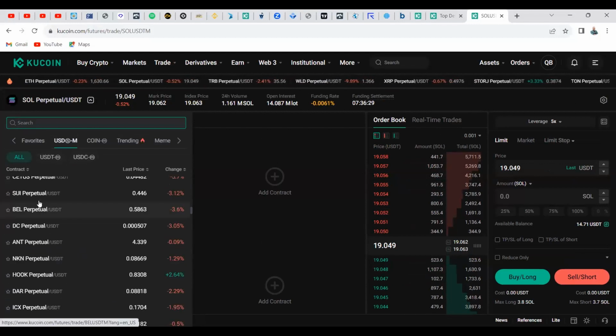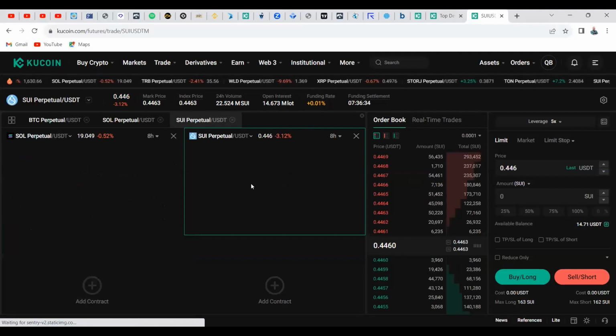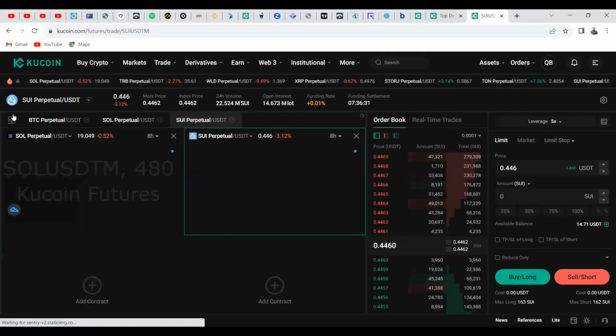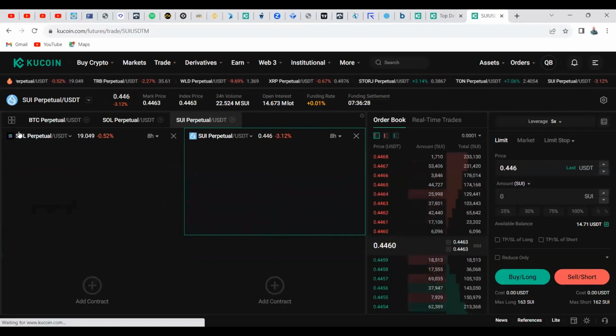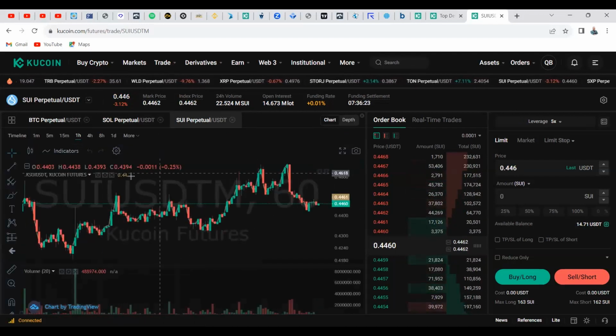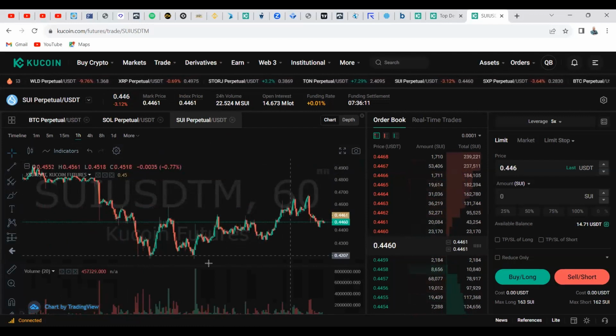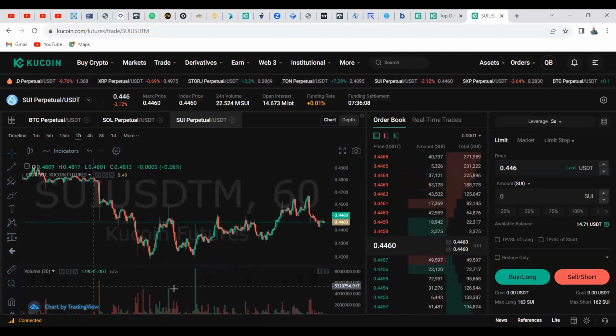Let's say we wanted to look at SUI. We'll simply click on SUI over there, and now SUI is added to my data window. If I then click on these 4 boxes, and click on where it says ×1 again, you can see that it shows my SUI. This is SUI USDT, and this is the chart of SUI USDT. Over here you see the price of SUI, and this is your volume indicator.